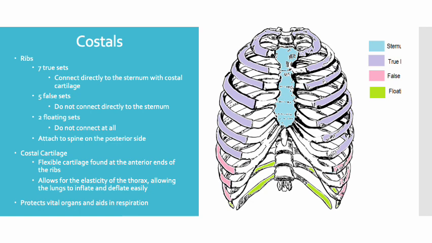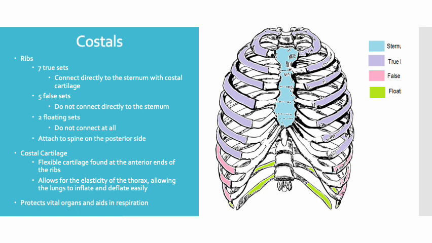So we have 7 true, and then we have 5 false. Okay, the 5 false include the 2 sets of floating. Because remember we have 12 thoracic vertebrae, so we should have 12 sets of ribs, right? So the first 3 are false ribs. They're not floating because they do attach to the sternum. They just don't attach directly to the sternum.